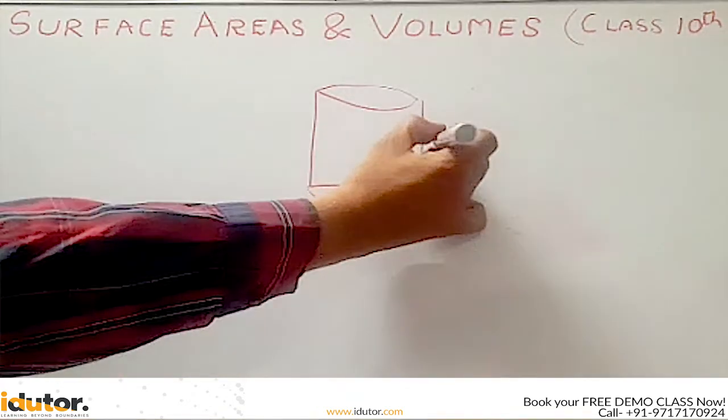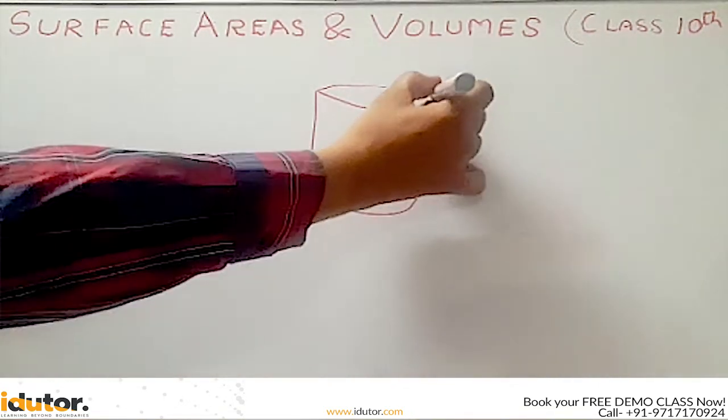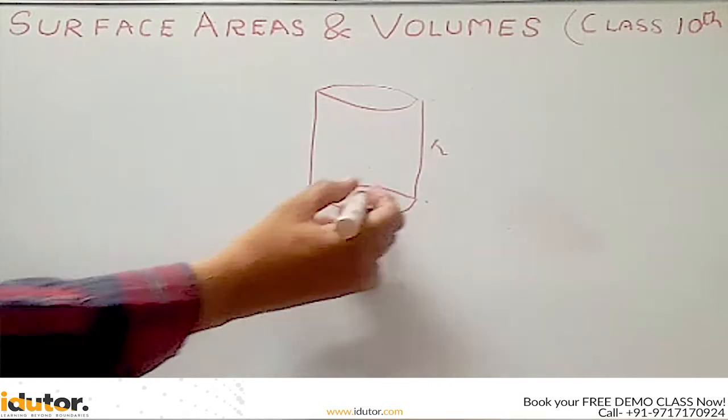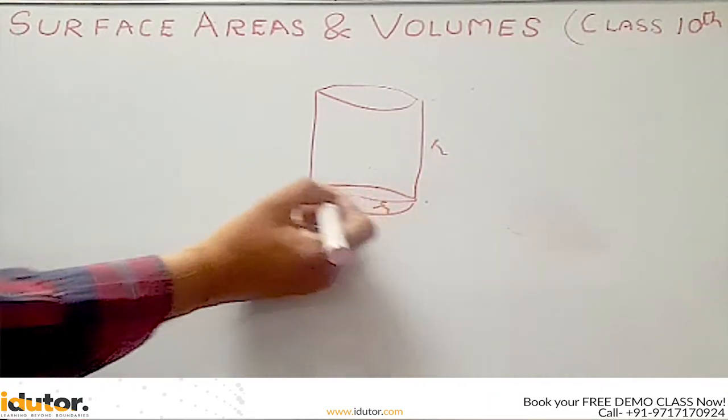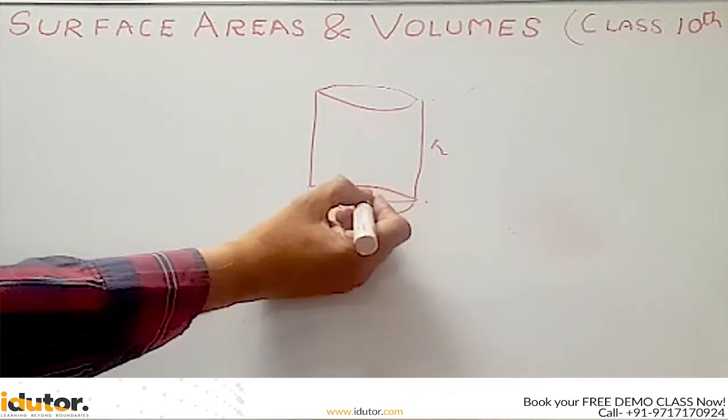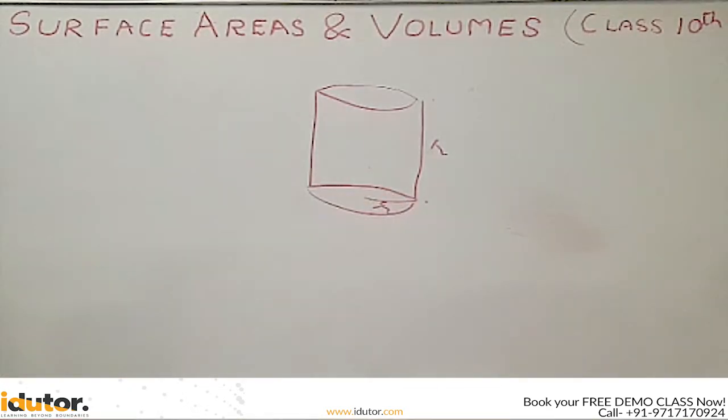So here we have the height, that is from here till here. Then we have the radius, and the whole is the diameter. The complete width is the diameter. This much part, the half part, is the radius.